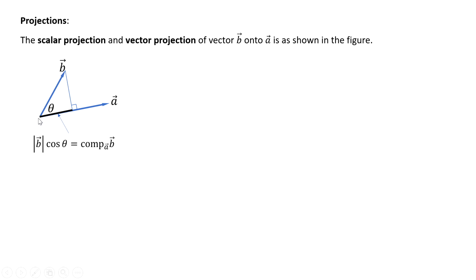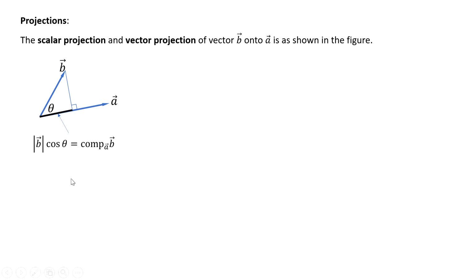So basically, when we are talking about B, think of B as being a cue, and its shadow is being projected onto vector A. That vector A is nothing but the pool table. Okay, so if the angle between the cue and the pool table, vectors B and A, is theta, then the length of that shadow is the scalar projection of vector B onto vector A. And what is that? That's just the magnitude of B times cosine theta, and that is represented as the component of vector B onto vector A.